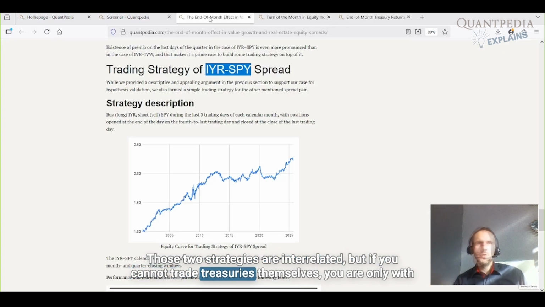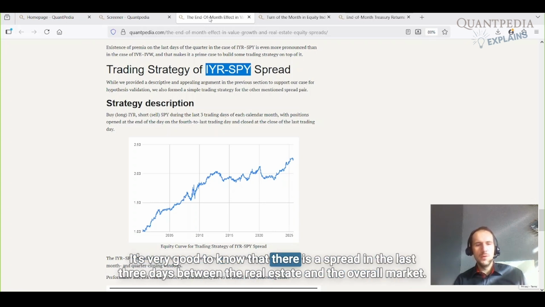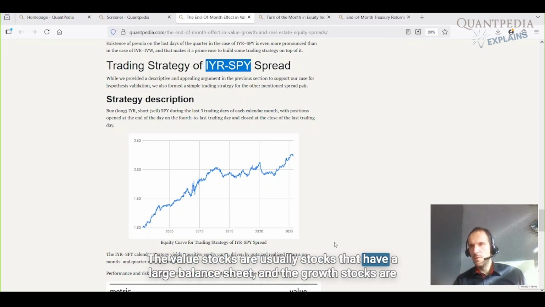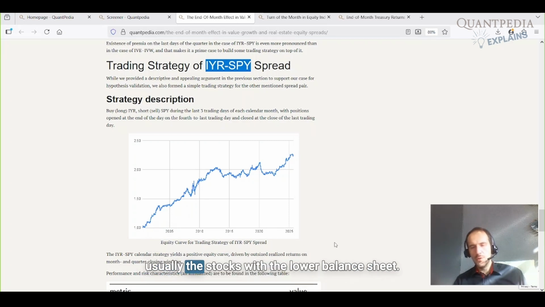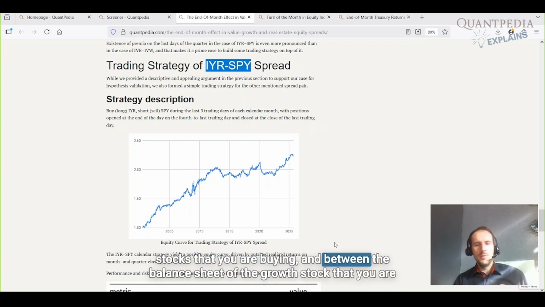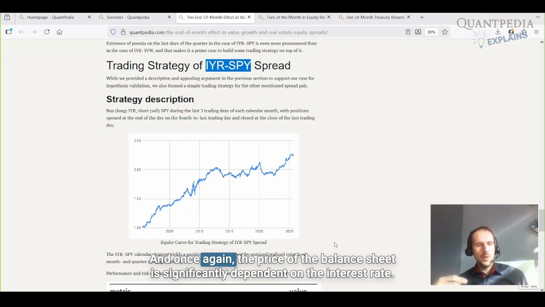But if you cannot trade treasuries themselves, you are only with a long short fund, or you want to trade only the equities and you do not have the mandate to trade other assets, it's very good to know that there is a spread in the last 3 days between real estate and the overall market. And the same idea is behind why there is a performance difference between value and growth stocks. The value stocks are usually stocks that have a large balance sheet, and the growth stocks are usually the stocks with the lower balance sheet. So you have a significant difference between the overall balance sheet of all of the value stocks that you are buying and the balance sheet of the growth stocks that you are selling in the spread between value and growth. And once again, the price of that balance sheet is significantly dependent on the interest rate.